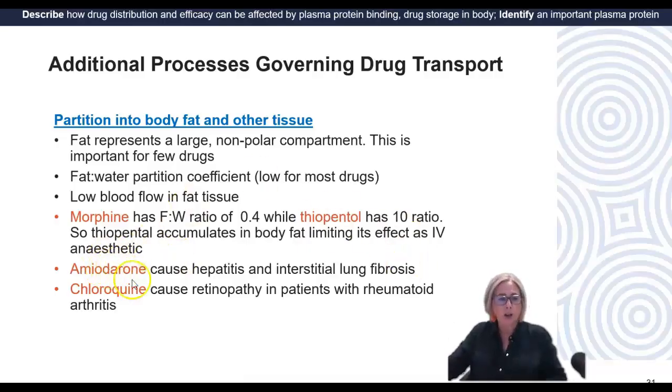Amiodarone is another drug. It's used to treat cardiac arrhythmias, and it tends to accumulate in the liver and cause hepatitis, and also in the lungs to cause interstitial lung fibrosis. And chloroquine is a drug that's used to treat malaria and also rheumatoid arthritis, and it can cause retinopathy in patients with rheumatoid arthritis.